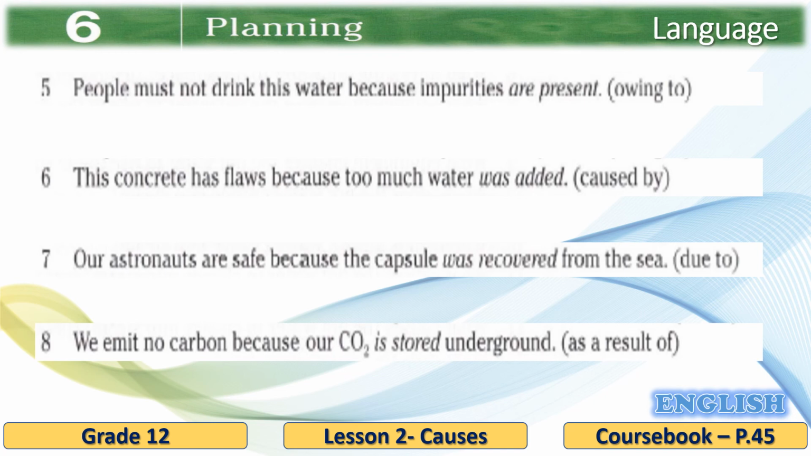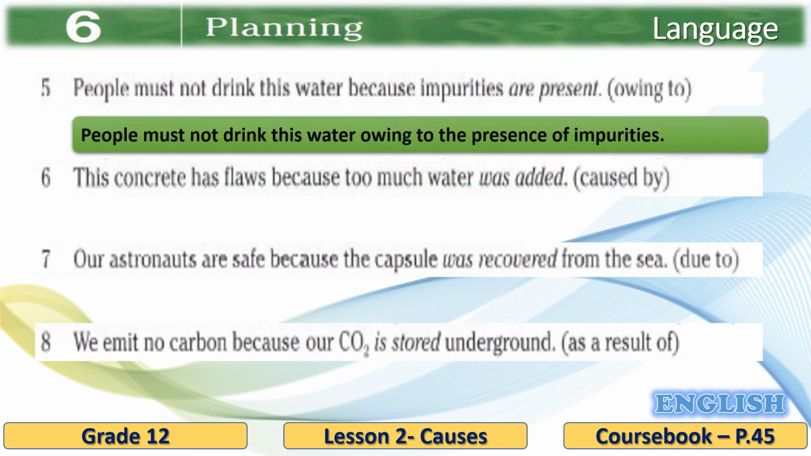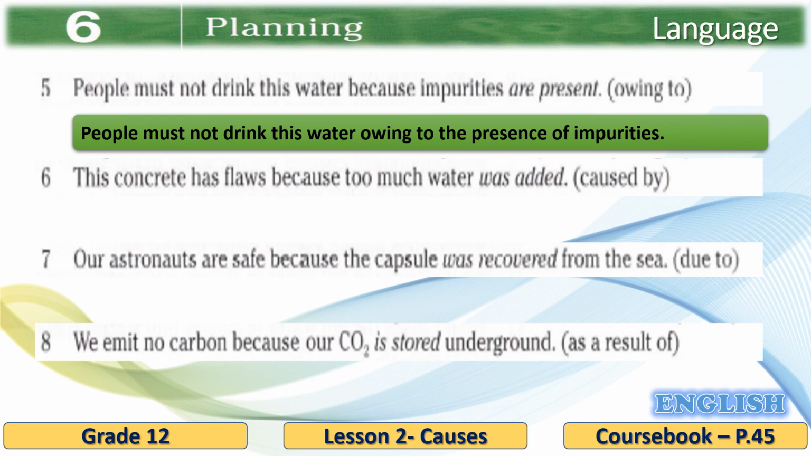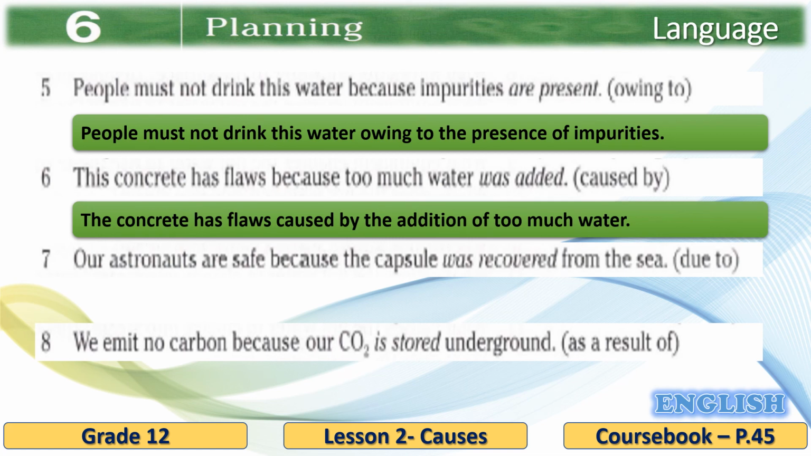Number 5, people must not drink this water because impurities are present. We have to use owing to. The answer, people must not drink this water owing to the presence of impurities. Number 6, the concrete has flaws because too much water was added. We have to use caused by. The answer, the concrete has flaws caused by the addition of too much water.